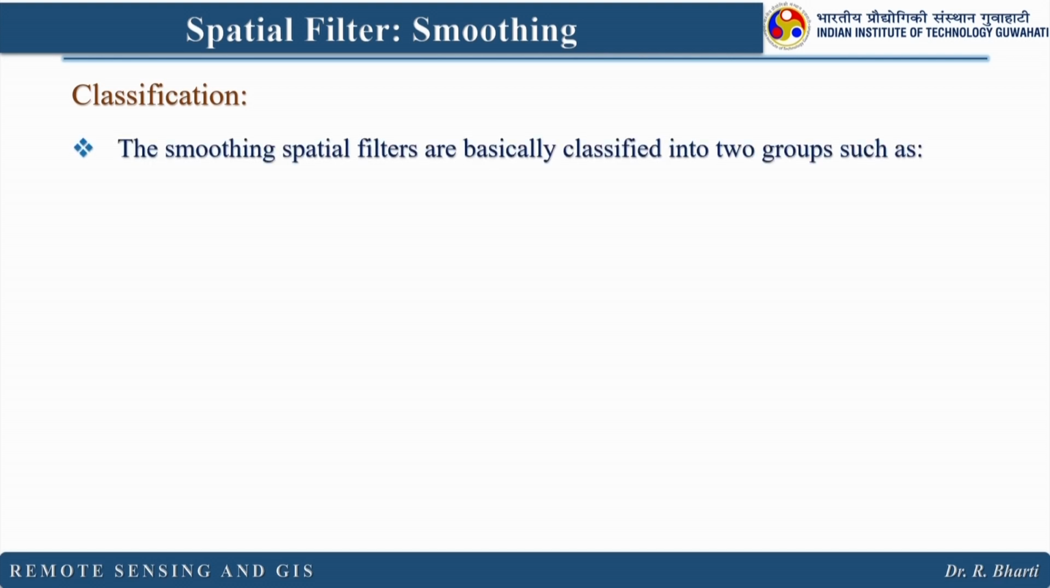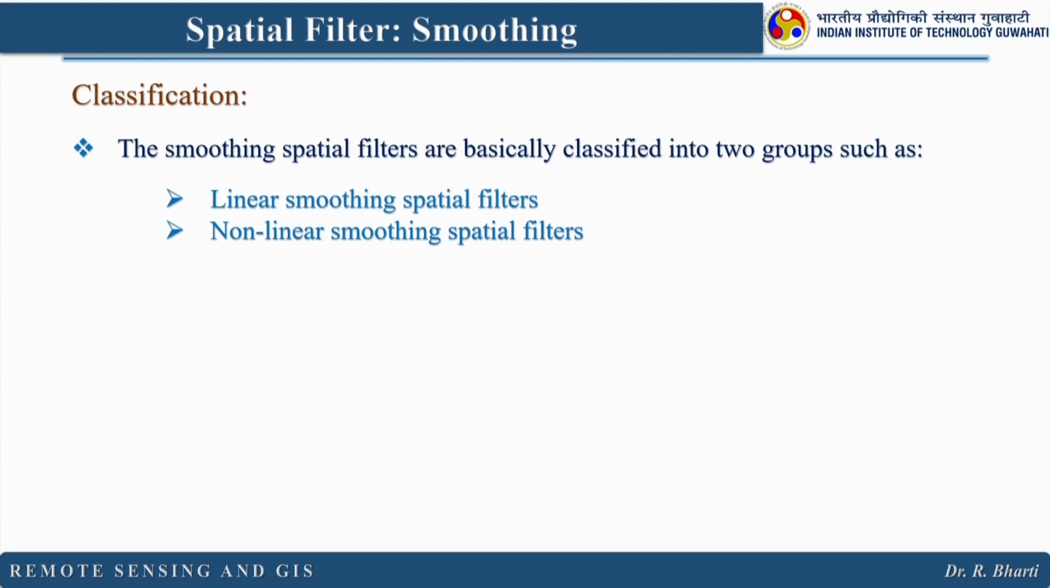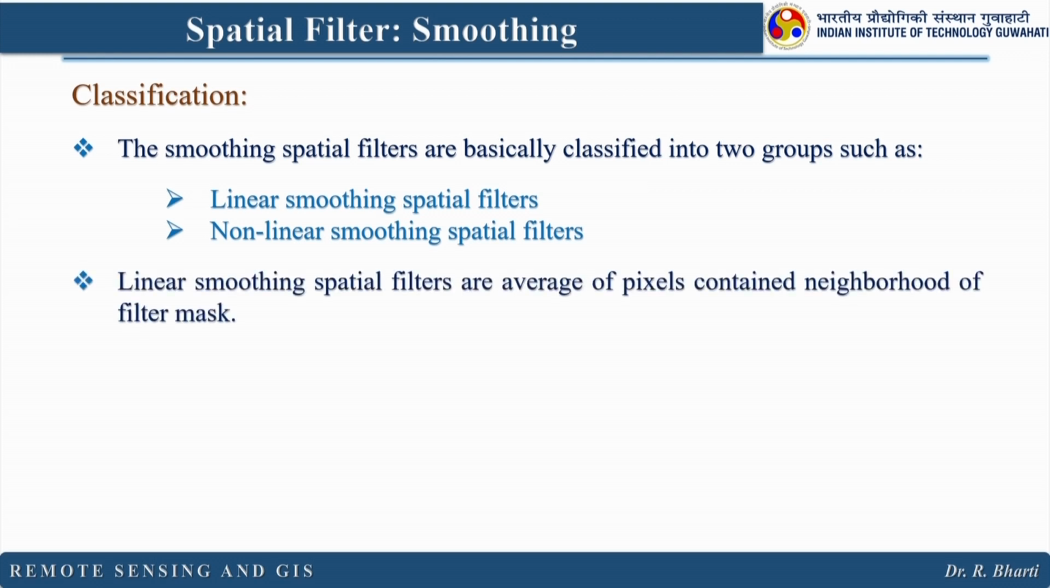So, classification of spatial filters. The smoothing spatial filters are basically classified into two groups: linear smoothing spatial filters and non-linear smoothing spatial filters. Linear and non-linear behavior I have already covered in previous lectures, right. So, here the same logic applies, and which one do you expect will be best? Always in nature we have non-linear behavior. So, we will always have better performance from non-linear smoothing spatial filters compared to linear smoothing spatial filters.